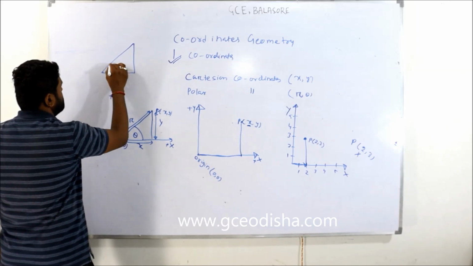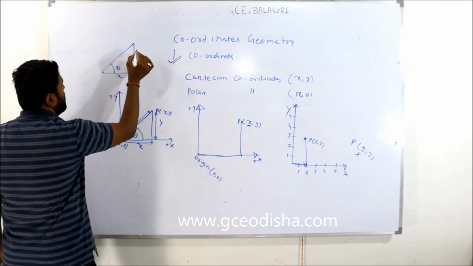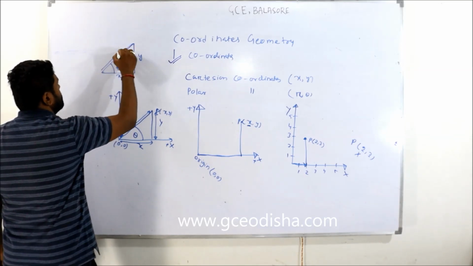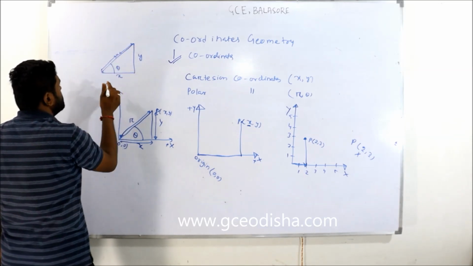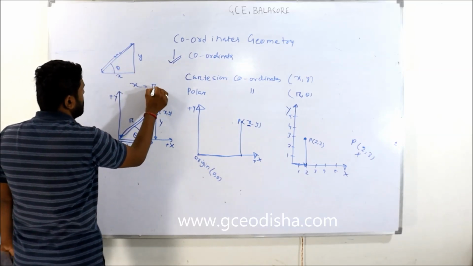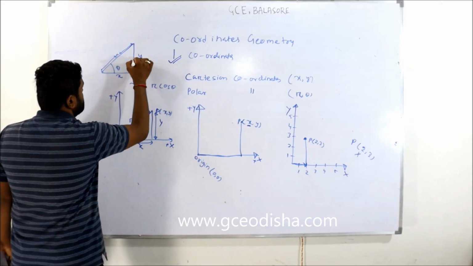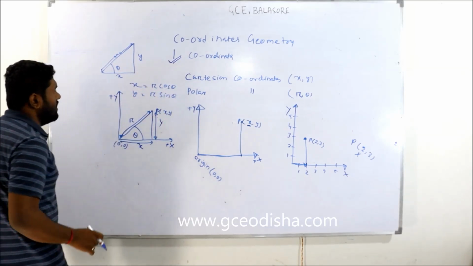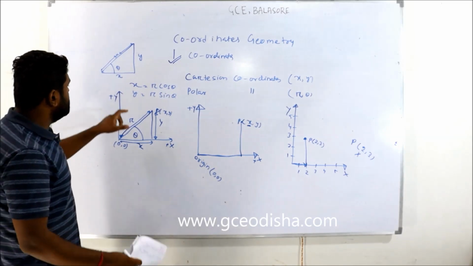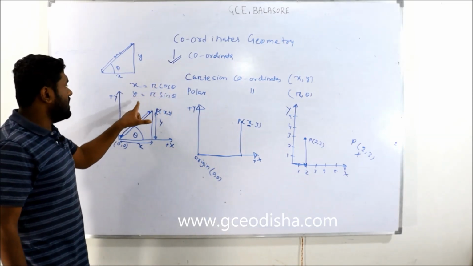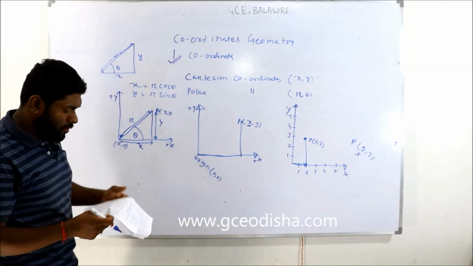This is x, this is theta, this is y, and this is r, right? This is r. Then x is equal to r cos theta, and y is equal to r sin theta. We are expressing the point xy in terms of r and theta. This is called polar coordinates, right?